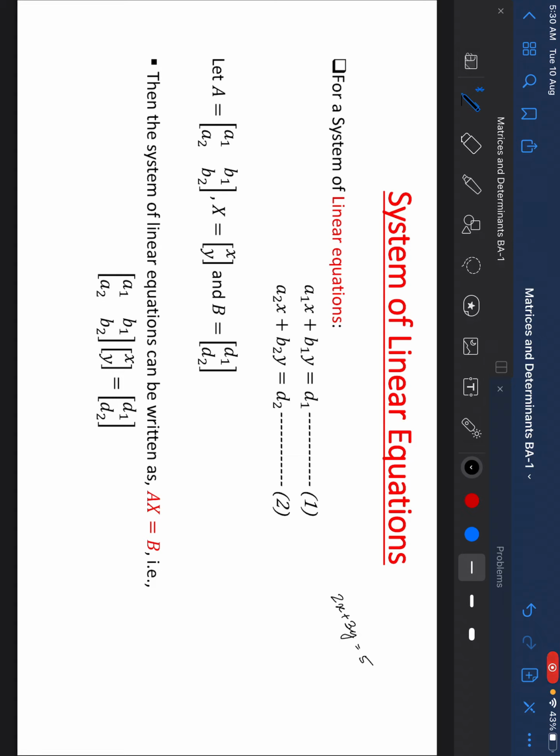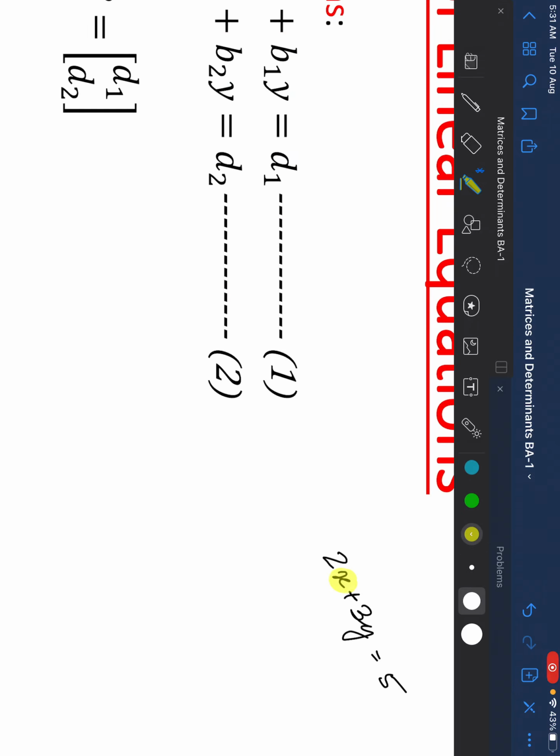The variables are in here, that is x and y, and the powers or the exponent of x and y is what? It's 1. So once you see an equation in which the exponents of the variables are 1, those types of equations are known as linear equations. So this one is a linear equation. Why? Because the exponent of the variables is equal to 1.